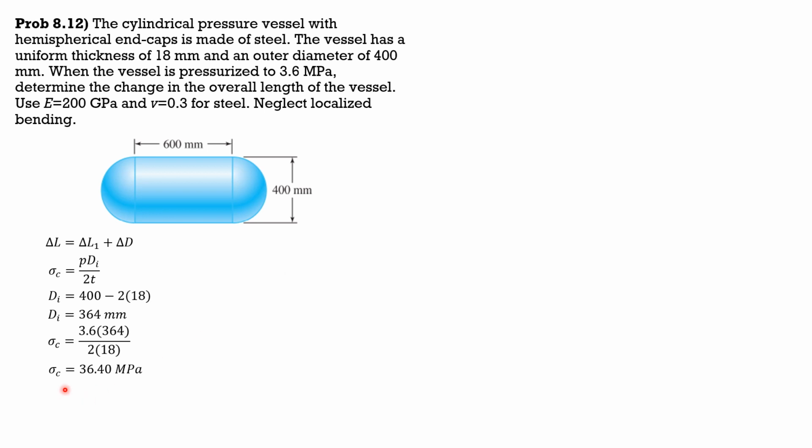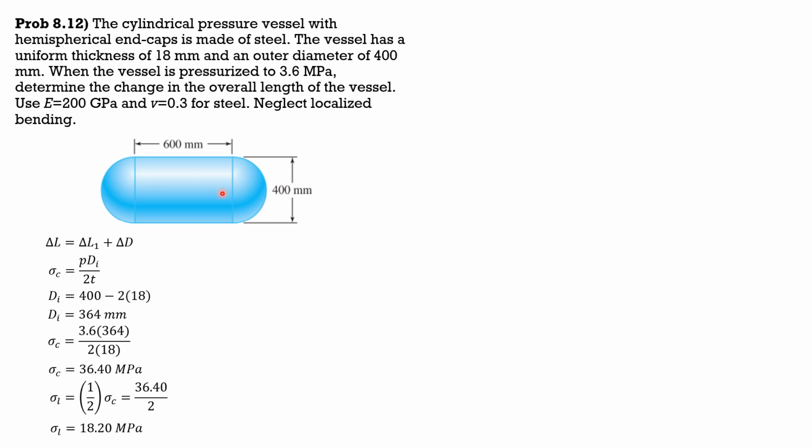The longitudinal stress is one half of the circumferential stress. Therefore, the longitudinal stress is 36.4 over 2, because the formula for longitudinal stress is PDi over 4t. So it is one half of the circumferential stress. The longitudinal stress is 18.2 megapascals.